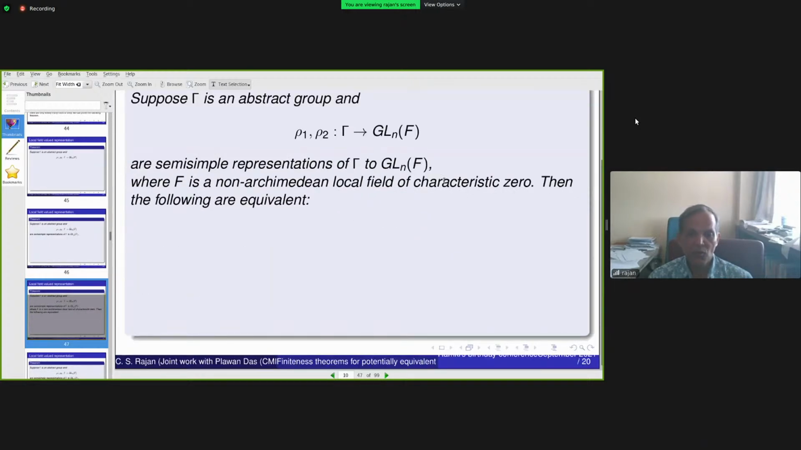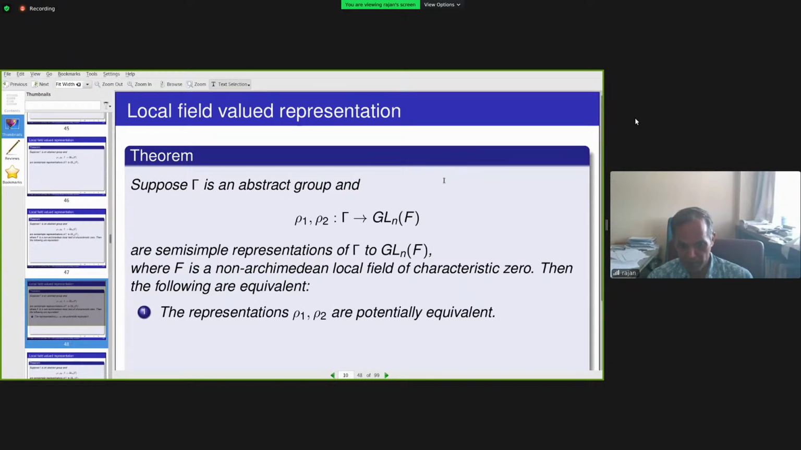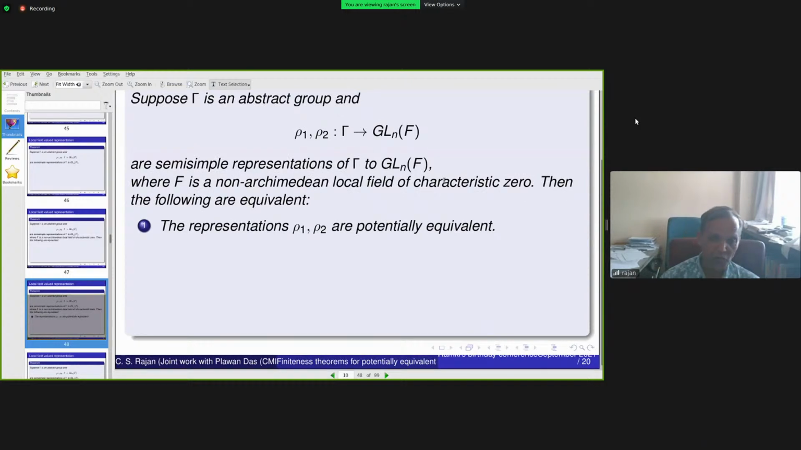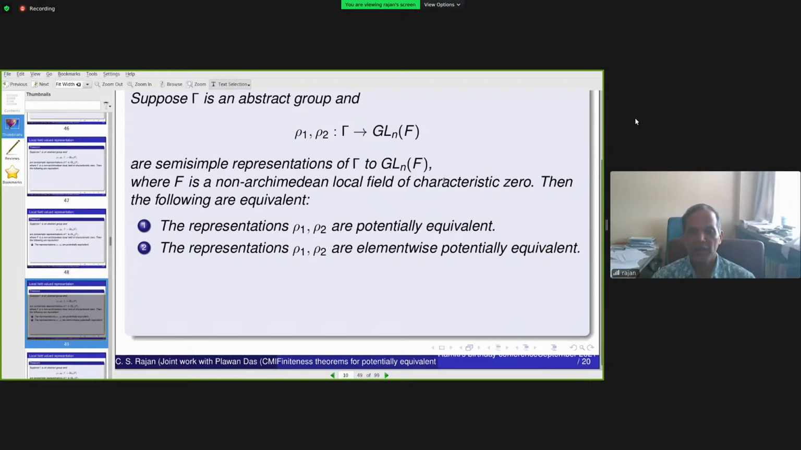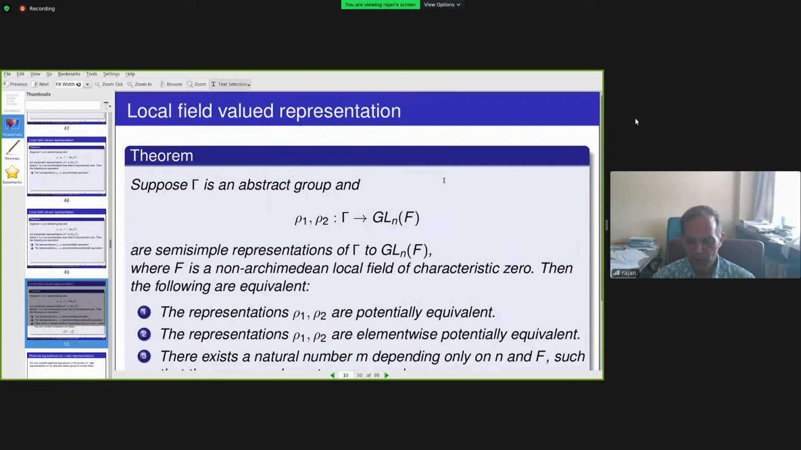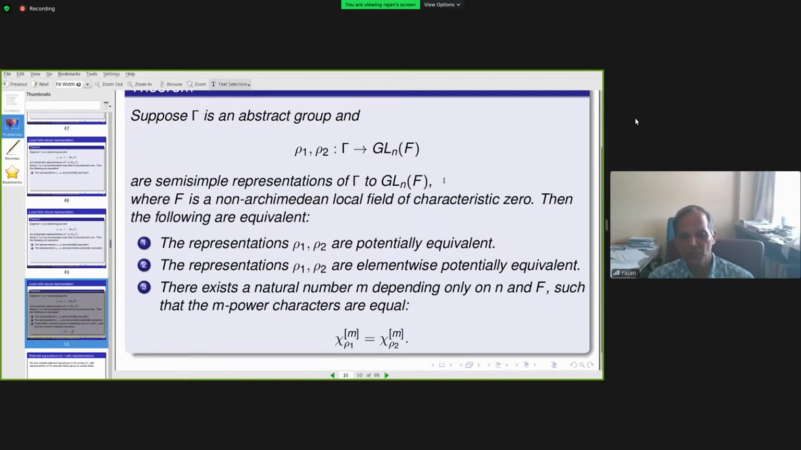The representations ρ1 and ρ2 are potentially equivalent. The representations ρ1 and ρ2 are element-wise potentially equivalent. And there exists a natural number m, depending only on n and F, such that the m-th power characters are equal. We know the equivalence of 1 and 3. So what we have to show is, of course, 1 implies 2, and 2 implies potentially equivalent.